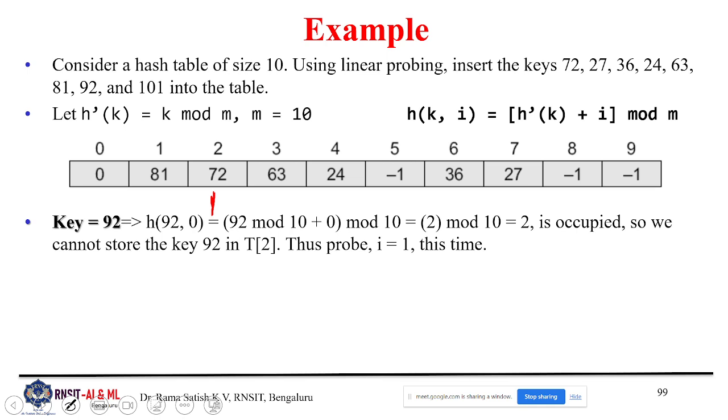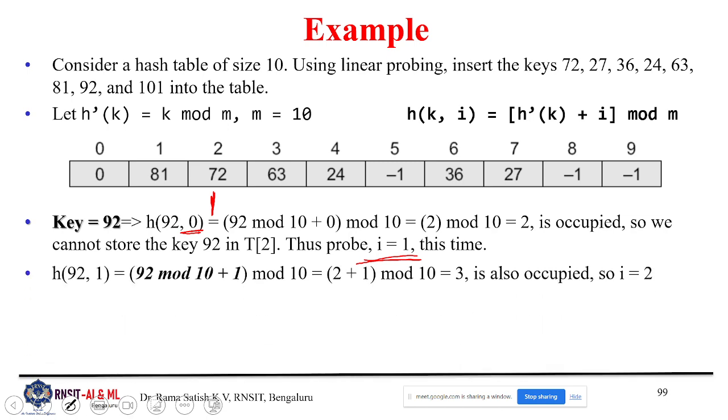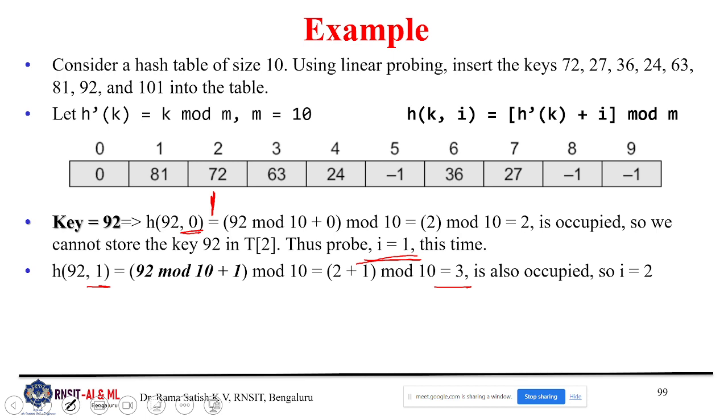So the probing value i will increase. Earlier it was 0, now it is increased to 1. So it is h(92, 1). As I said, every time a collision happens, it will keep on increasing. Now it will check location 3, that is 2 plus 1.